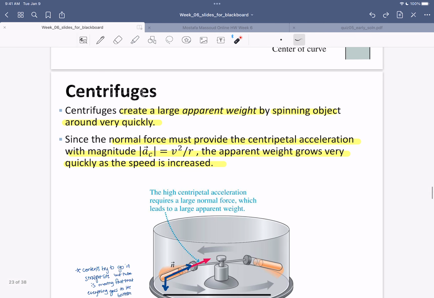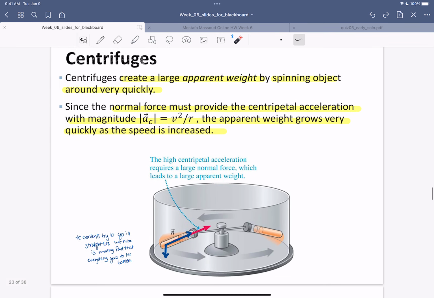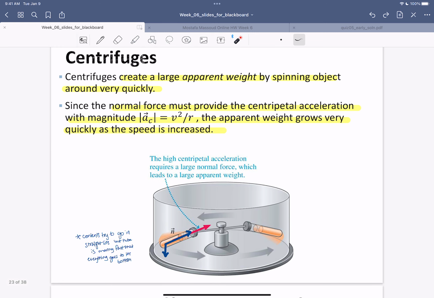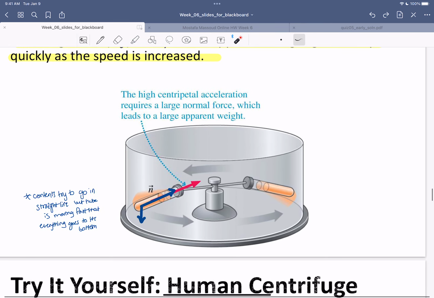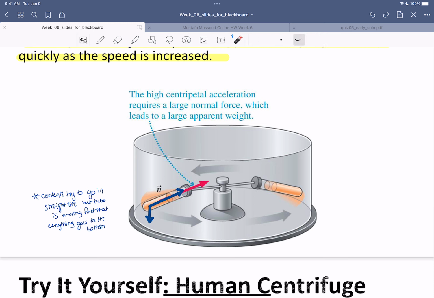And then for centrifuges, really the only thing that you have to know is that they offer you a centripetal acceleration, spinning things really, really fast. So they can create a large apparent weight, and they give you a centripetal acceleration v squared over r. I guess there's not really much to say for this slide, but basically if the contents inside your centrifuge want to go in a straight line, but the tube is moving fast, everything goes to the bottom, basically. So that's how you can separate different solutions or substances that you want based on their density. And we'll get to that here in a second.